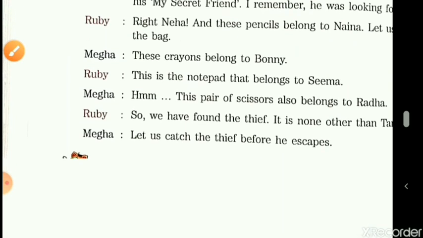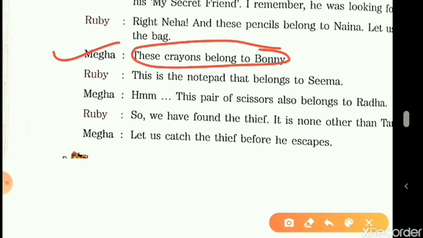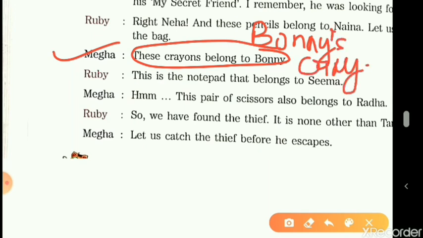Now, the next sentence. Megha says, these crayons belong to Bonnie. So, again, whose crayons? Bonnie's crayons. So, we'll be writing, Megha will say, these are Bonnie's crayons. Whose crayons? These crayons belong to Bonnie. So, whose crayons? Bonnie's crayons. Megha will say, these are Bonnie's crayons.